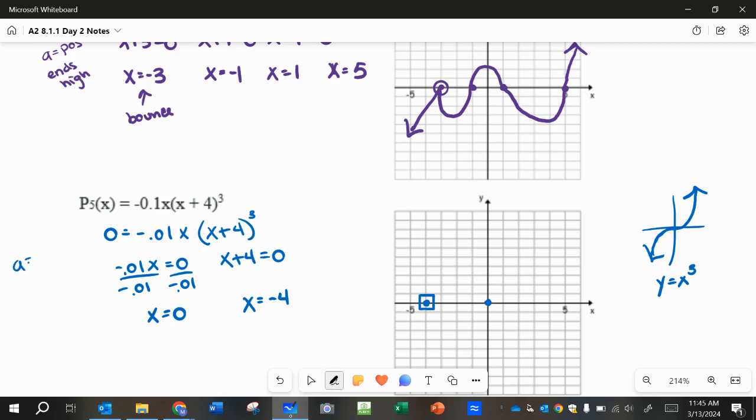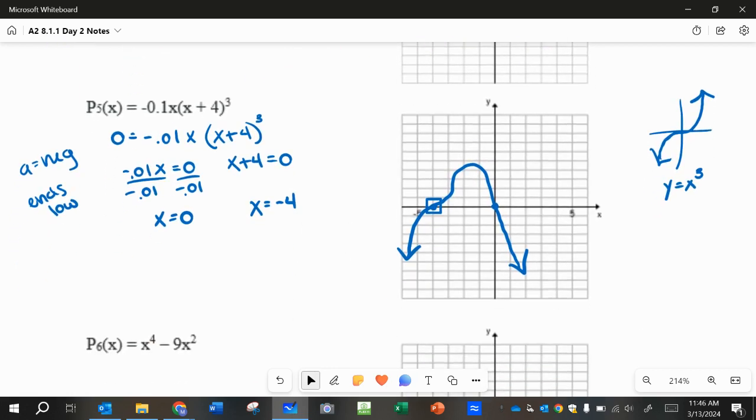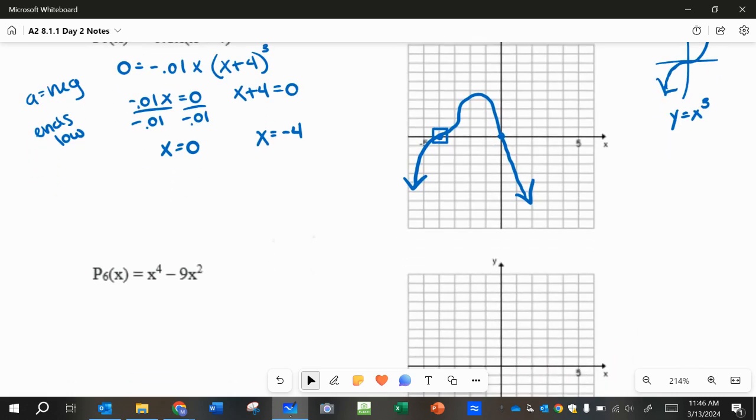Now your a value is negative, so that means it ends low. So that means I'm going to end it there. And then I'm going to go through, and I'm going to flatten out a little bit. So that one, it's okay if you are struggling a little bit with the cubic. Not a big deal.